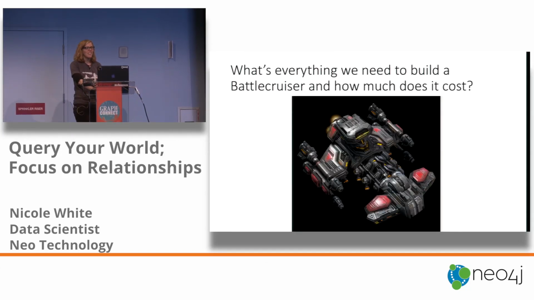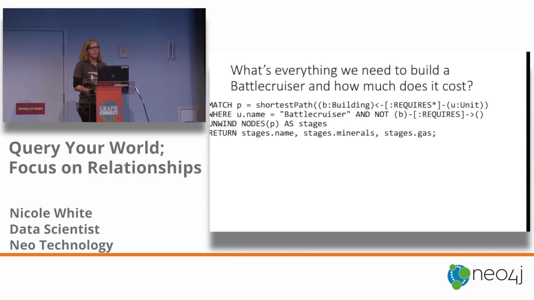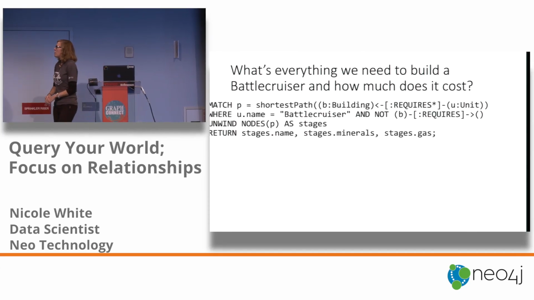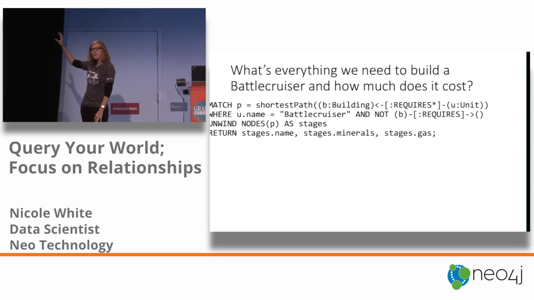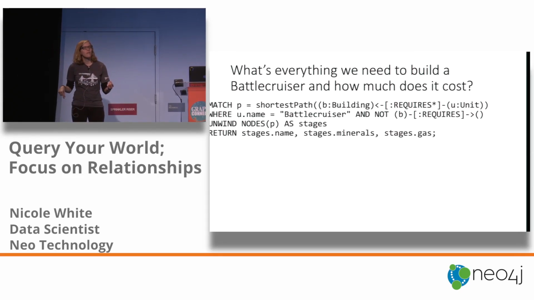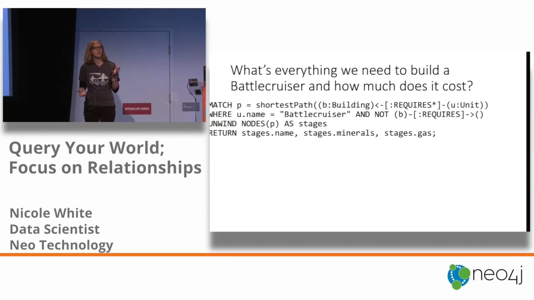Let me continue. What's everything we need to build a battlecruiser, and how much does it cost? So this is a pretty fun query. Same thing here. The match and where are the same thing from the previous slide, except now we actually want to look at some properties of all the nodes along the way. There's a few ways to do this. I personally like unwind, which will essentially take what you have wound up in a path and unwind it into individual rows.